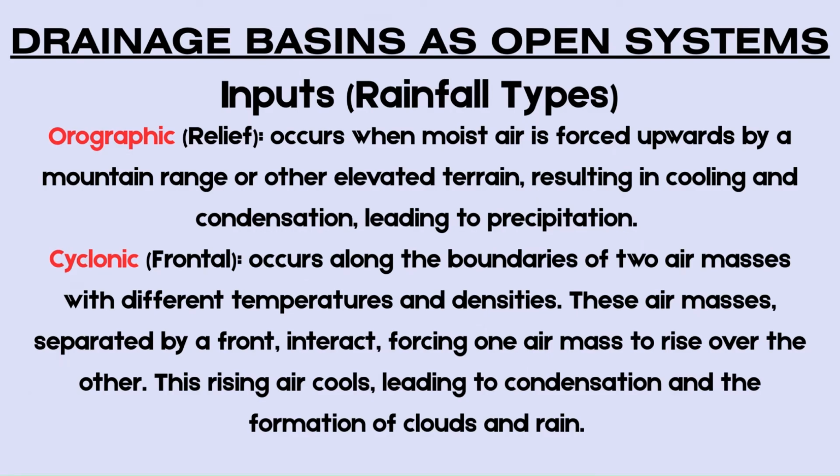Here are the three main types of rainfall. Relief rainfall occurs when moist air is forced upwards by a mountain range or other elevated terrain, resulting in cooling and condensation, leading to precipitation.